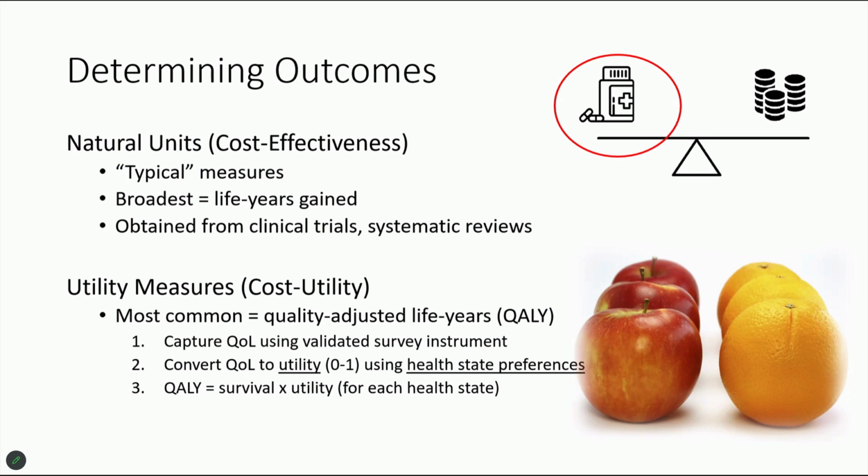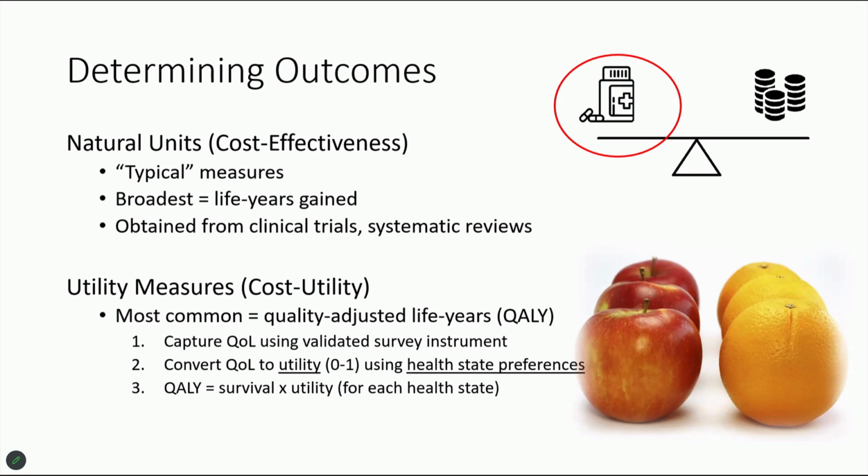And the QALYs are taken from survival time in that health state multiplied by the utility of that health state. So one QALY is 1 year of perfect health. This captures an important dimension beyond survival. It also allows comparison between apples and oranges, i.e. alternative options with complex or different outcomes.